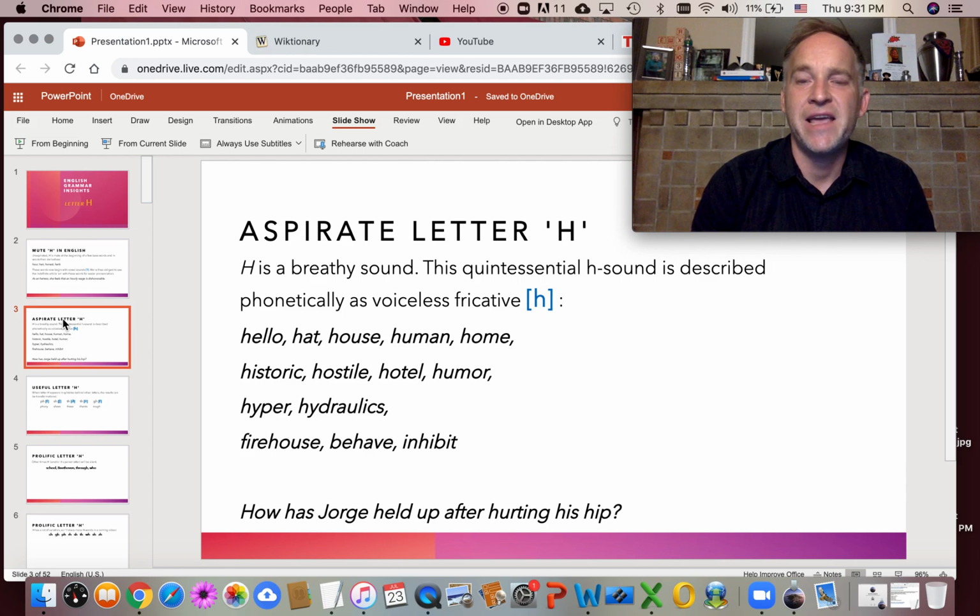Firehouse, behave, inhibit. So this is just to show that as long as the H is the beginning of the syllable, it will be spoken when it's by itself there. Here's a fun sentence. How has Jorge held up after hurting his hip? That's 8 sounds, H sounds.